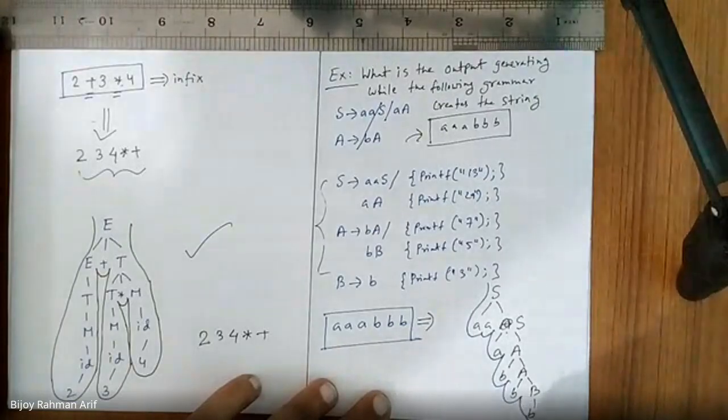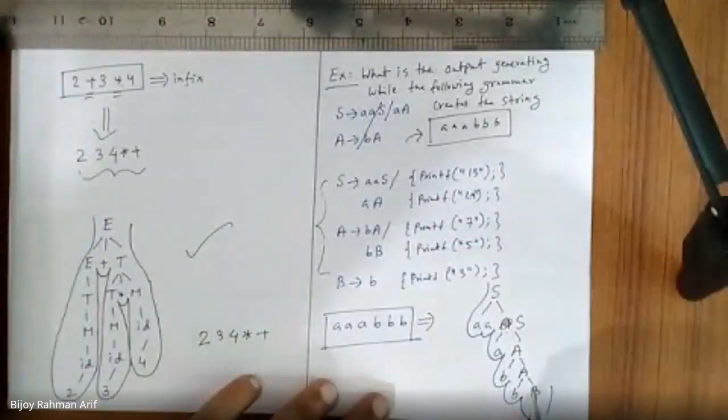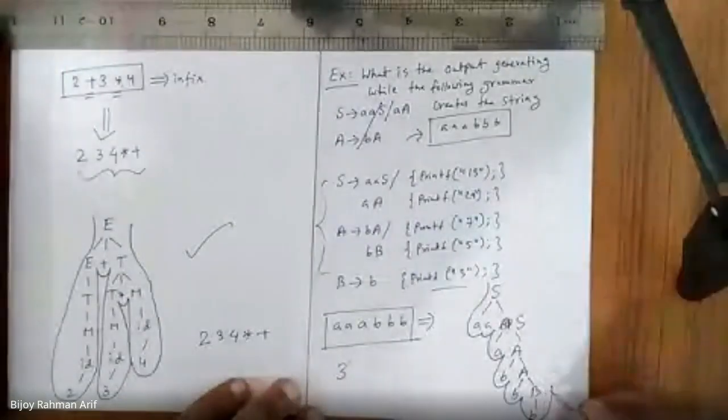Now this is a reduction, because this small b reduced to B. So what is the action? A small b reduced to B. And what is the action? Print 3. So I'm going to print 3. Then, yes, this is a reduction.